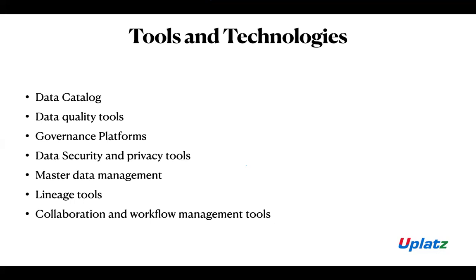Now we'll move on to the fourth concept of tools and technology, which is data security and privacy tools. The purpose of data security and privacy tools is to focus on protecting sensitive data and ensuring compliance with regulations like GDPR and CCPA. We have already learned about these two regulations in our previous lectures. The functionality includes data masking, encryption, access controls, and audit logging.